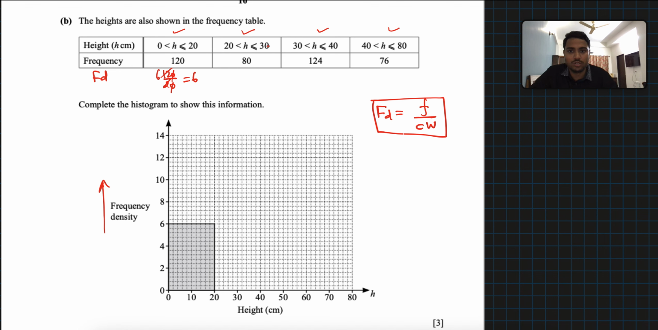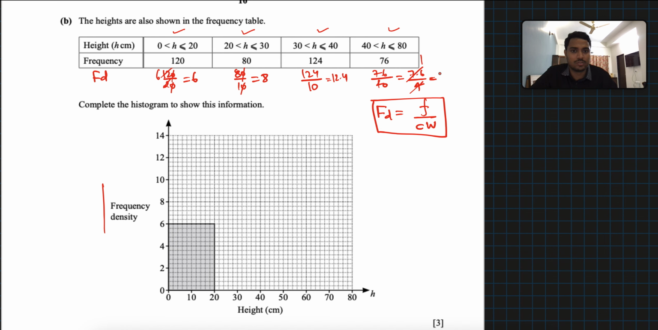So 20 to 30, and the frequency is 80. So 80 over 10, 0, 0 cancel. This is 8. This is 124 over 10 again. So that is 12.4. This is 76 over 10. No, this is 40 to 80. That is 40. So this is going to be 7.6 over 4. 7.6 over 4. So this is going to be 4 ones are 4, and then 3 carry.